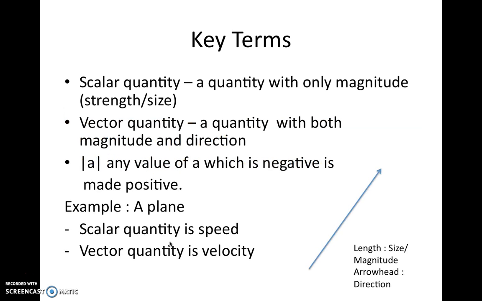Scalar quantity, a quantity with only magnitude, strength or size. Vector quantity, a quantity with both magnitude and direction. Given an example of a vector, a plane. The scalar quantity is speed, and the vector quantity is velocity. So when represented by an arrow, the length of the arrow is the size, and the arrowhead is the direction.